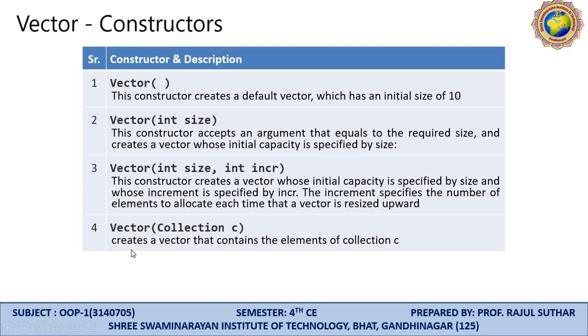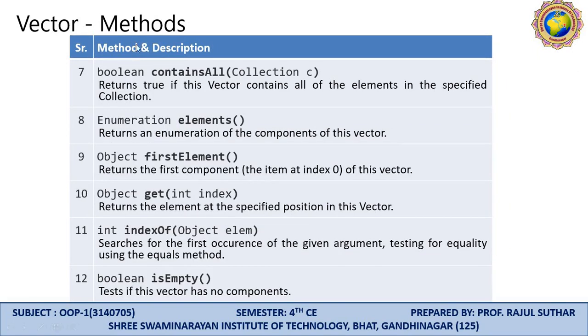Vector(Collection c) creates a vector that contains the elements of collection c. Boolean containsAll returns true if the vector contains all the elements in the specified collection. You can use the enumeration elements(), which returns an Enumeration. Compare the components of the vector. You can use the Object firstElement. In the previous example we used firstElement, so it returns the element available at index 0. Same way for the last element, you can use Object get(index), which returns the element at the specified position in the vector.